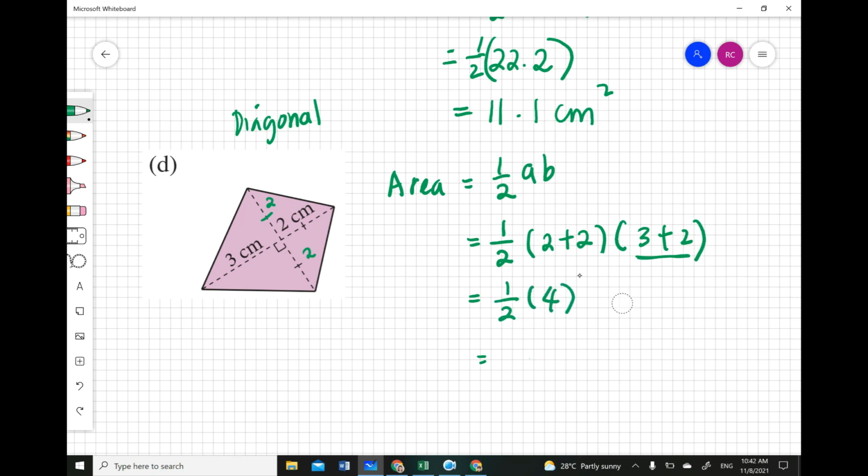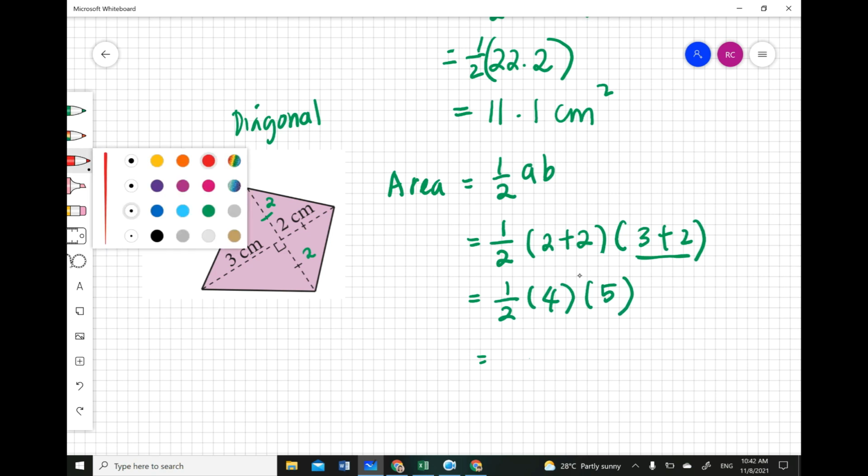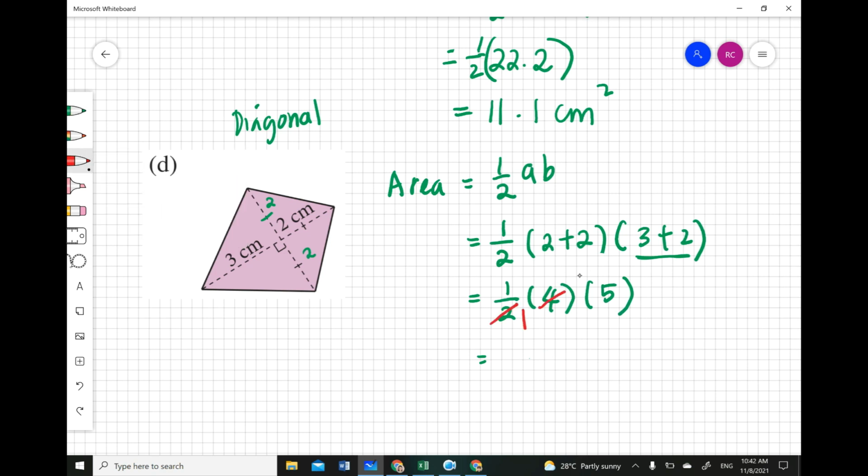This is a 4. 3 plus 2 is a 5. So in our cancellation, we can only simplify the first number. So this part, 2 times 1, 2. 2 times 2, 4. Okay, now what is the answer for 2 times 5? 10, correct. So the answer is 10 centimeter squared. Do you have any question?